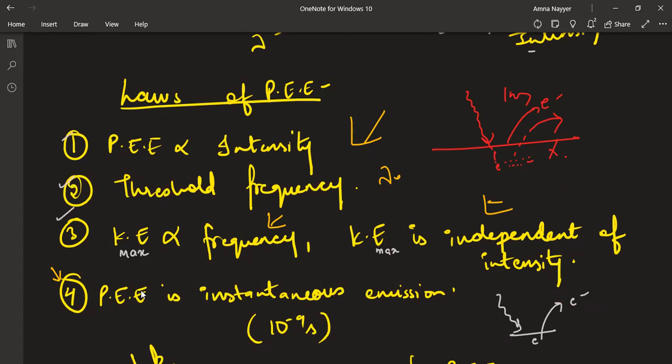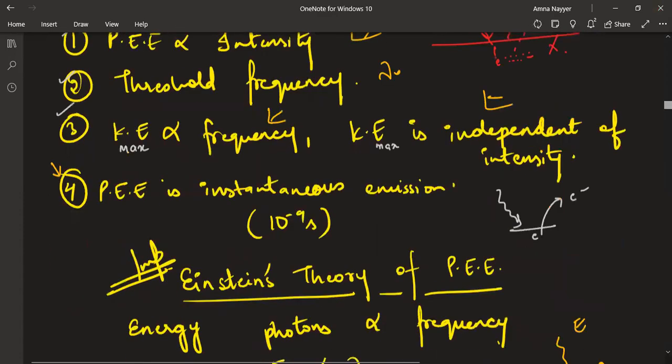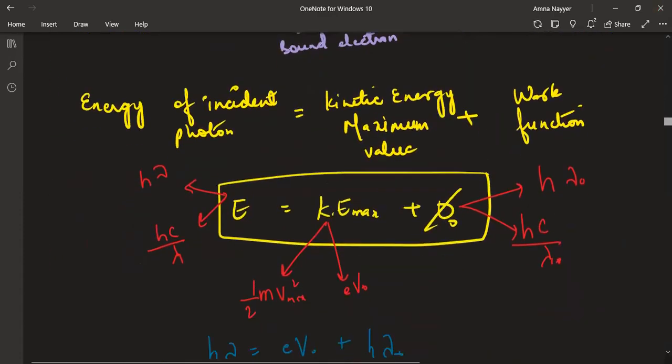So these laws were just given by Lenard and Millikan. I think in NCERT, only Millikan is mentioned. No need to go about it. Just focus on the 4 laws. Then finally, you have Einstein's photoelectric equation.